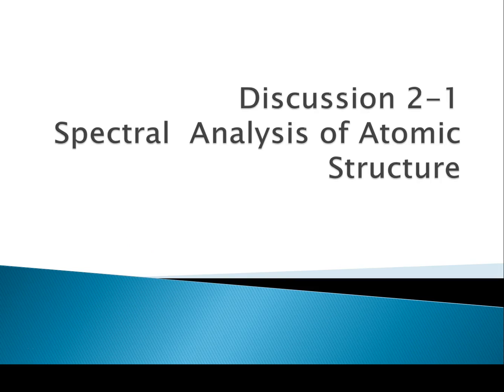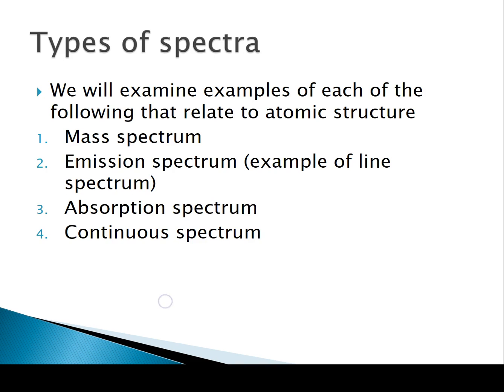Okay, so today we're going to be going over discussion 2-1, spectral analysis of atomic structure. Basically, we're going to look at the physical evidence for the structure of atoms that we're going to determine by looking at a variety of spectra. Spectra include the mass spectrum, emission spectra, and continuous spectra, both of which we looked at in IB Chem 1, as well as an absorption spectrum.